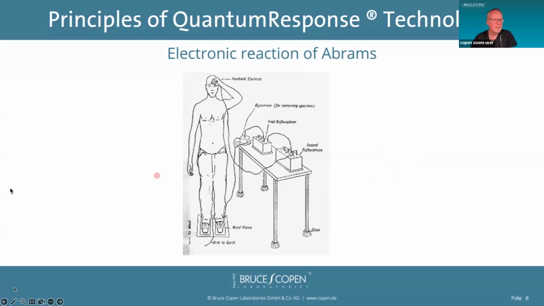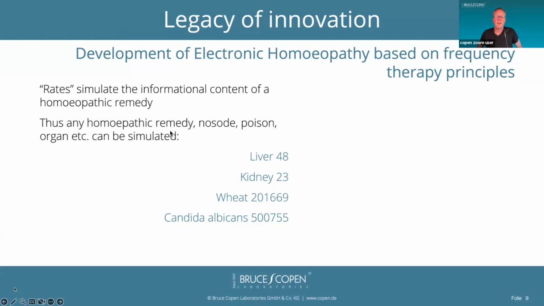And this is actually up till today. We use these kinds of lists. If you are working with the classical Copen devices, you know what we call rate books. And we still come up with these figures here. For example, liver is 48, kidney 23. These are probably the original Abrams figures that he found, because we have also cancer 50.